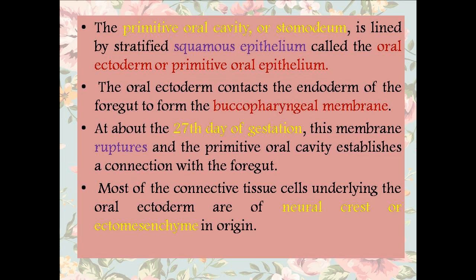Now at about the 27th day of gestation, this membrane will rupture and the primitive oral cavity will establish a connection with the foregut. Now, most of the connective tissue cells underlying the oral ectoderm are of neural crest or ectomesenchyme in origin. These cells are thought to instruct or induce the overlying ectoderm to start tooth development, which actually begins in the anterior portion of what will be the future maxilla and mandible and proceeds posteriorly.